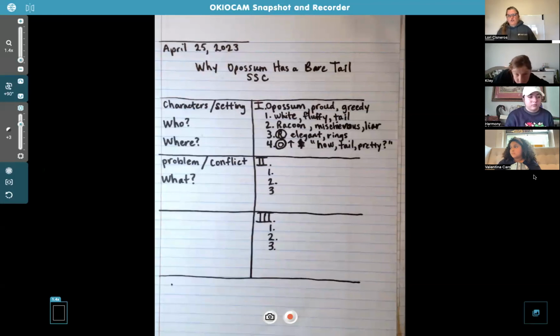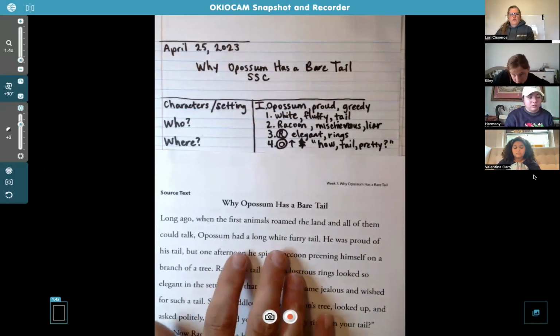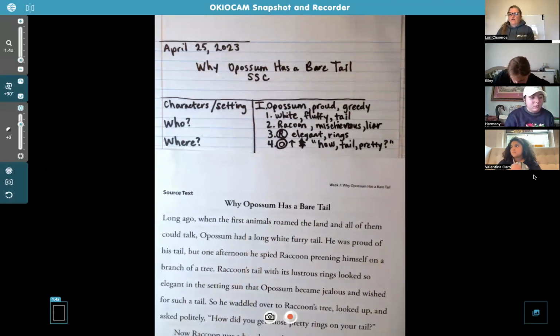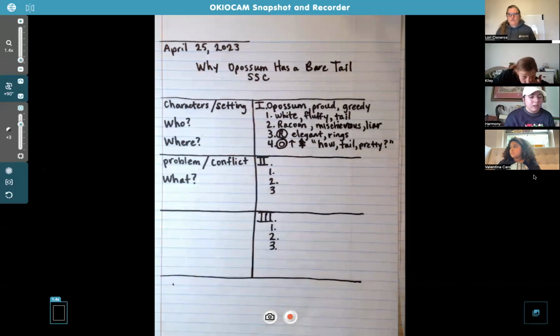I think what I'll do is just read the story really quick while Kylie's writing this down. We'll refresh our memory and then Harmony can be up to speed with what's going on here. So I'm looking at page 55, Harmony, and I'm going to read the story, Why Opossum Has a Bare Tail. I just want you to know that the story is a fable, which means it's not real, it's pretend, it's fiction, but it does have a lesson we can learn from it. We'll talk about that again, but I'll just read it and you can follow along.